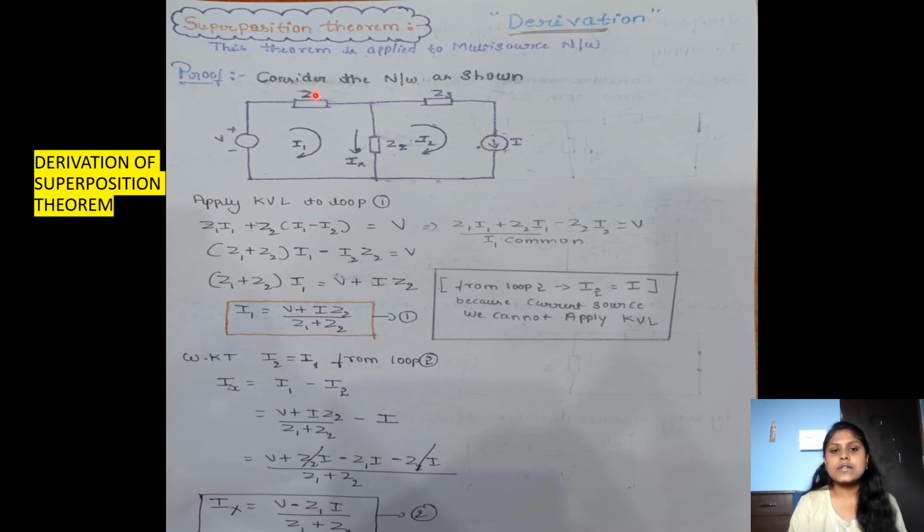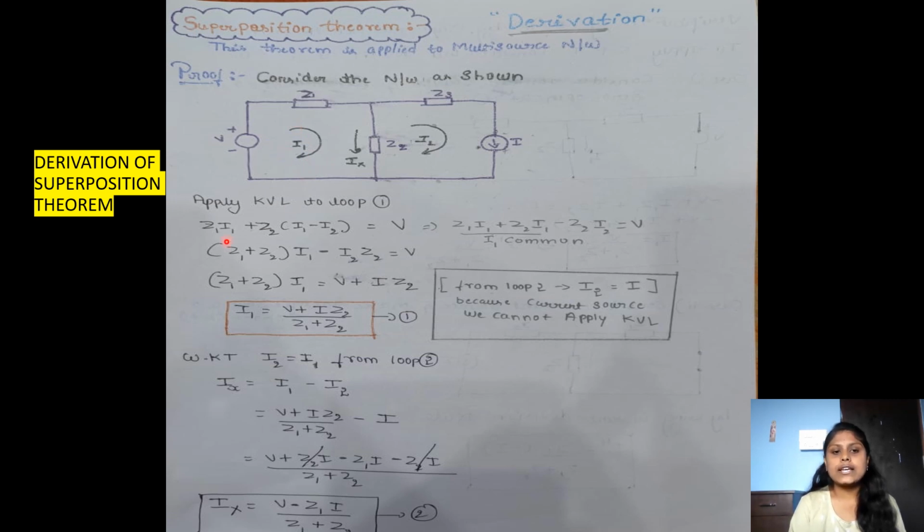Here I have represented Z1, Z2 and Z3. There must be components like resistors, capacitors or inductors in place of these, or a combination of the three also. Here we have to find the response in the case of Ix. For that we have to apply KVL for loop 1.